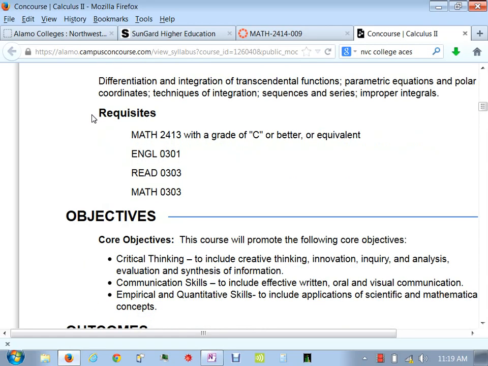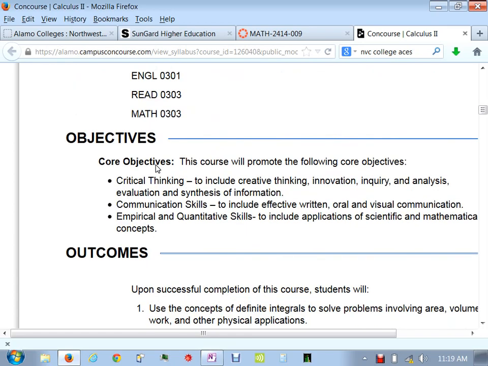So this class description, you should have passed Cal 1 with a C to be here. Sometimes people get through the cracks somehow and get in here. That's the requirement to be in here. There's also English and reading requirements, but we won't talk about that.